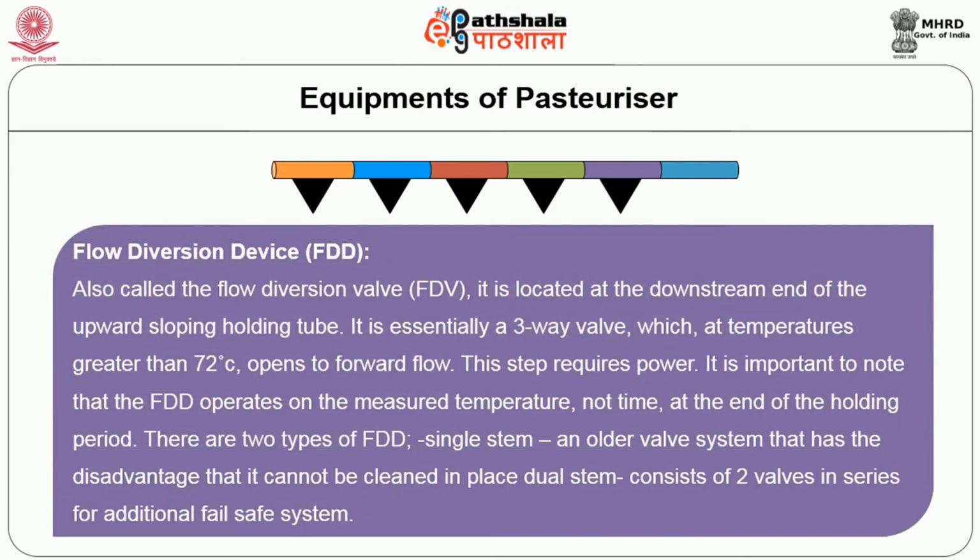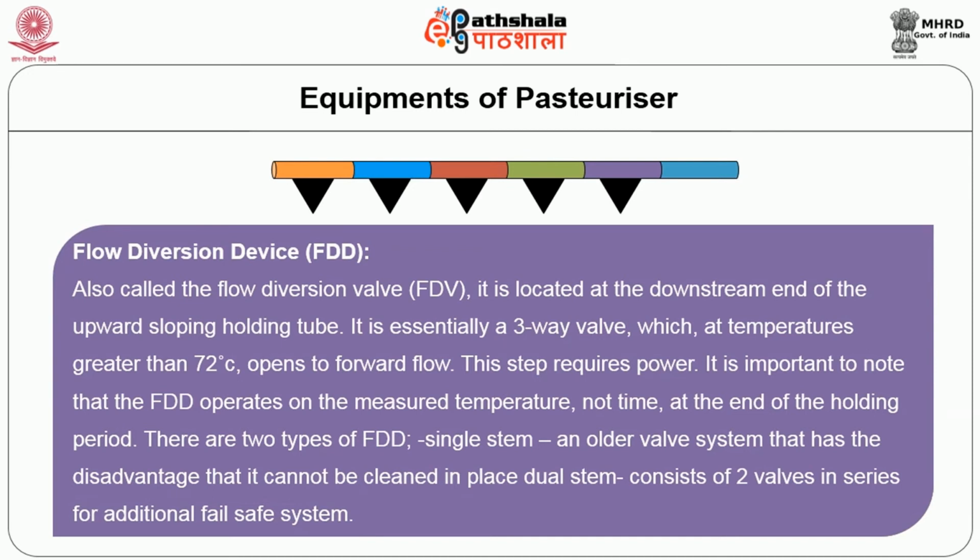The next is a flow diversion device, also called a flow diversion valve. It is located at the downstream end of the upward sloping holding tube. It is essentially a three-way valve which, at temperatures greater than 72 degrees Celsius, opens to forward flow. This step requires power. It is important to note that the FDD operates on the measured temperature, not time, at the end of the holding period.